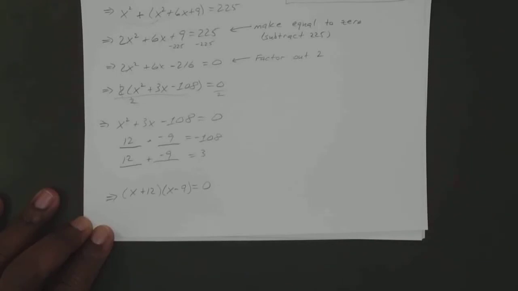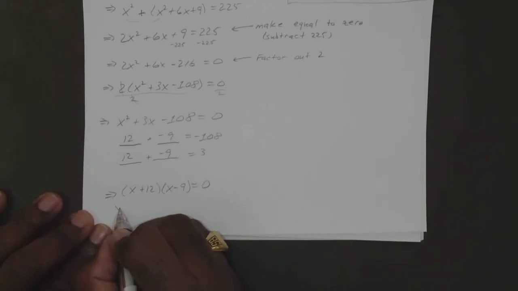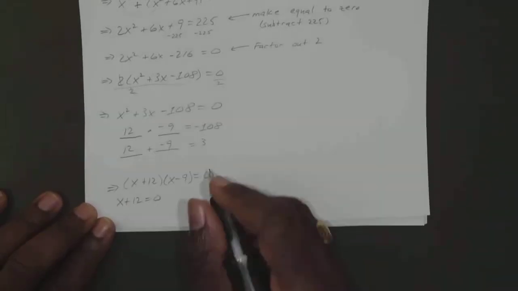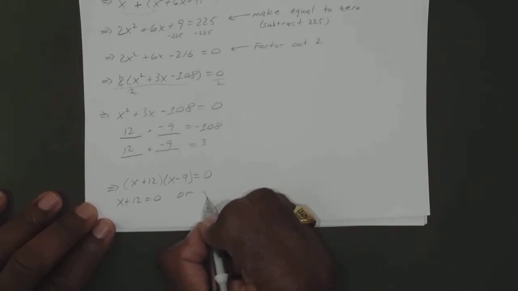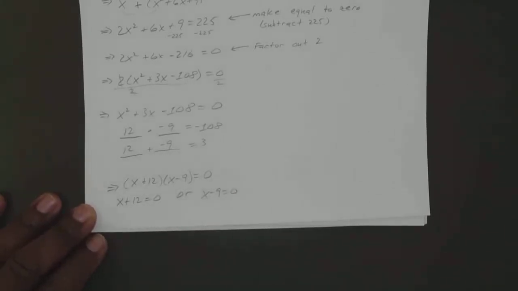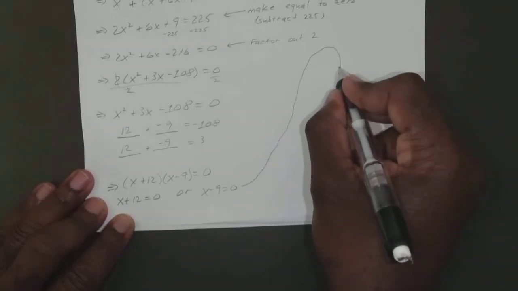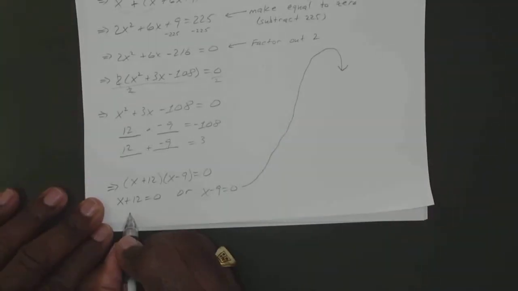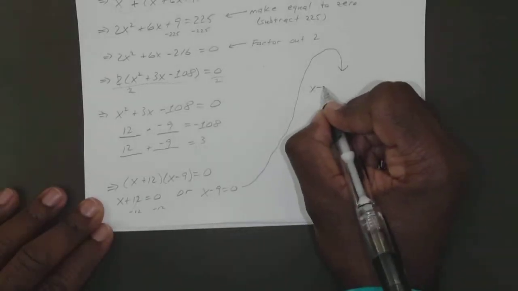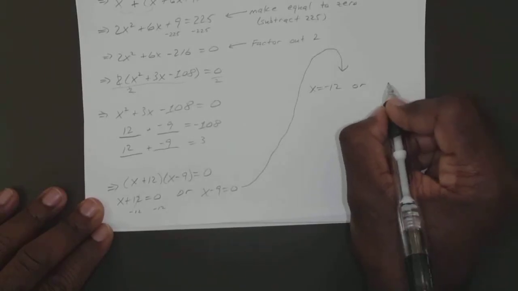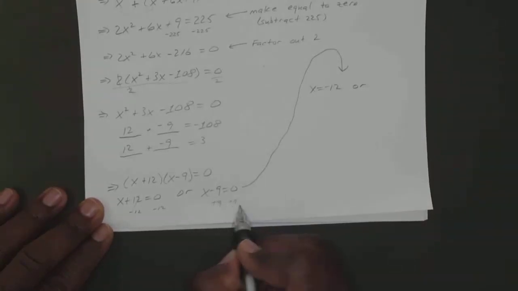Okay, so now that we have it all factored out, we just go ahead and set each of them equal to 0. So x plus 12 equals 0, or x minus 9 equals 0. And I'll just move that right up here. So if we subtract 12 from both sides, x is equal to negative 12. Or, if we add 9 to both sides, x is equal to 9.